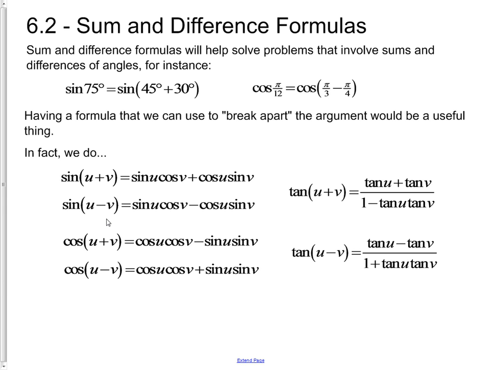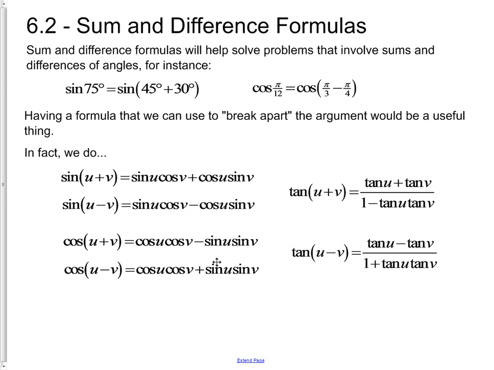Sine of u minus v is very similar. We take the sine of u, multiply it by the cosine of v, but this time subtract the cosine of u times the sine of v. The cosine of the quantity u plus v would be cosine of u times the cosine of v, this time minus the sine of u times the sine of v. And the cosine of u minus v is the cosine of u times the cosine of v plus the sine of u times the sine of v.